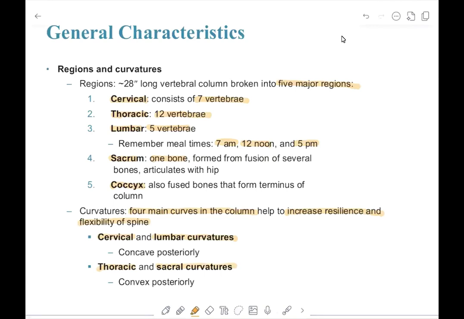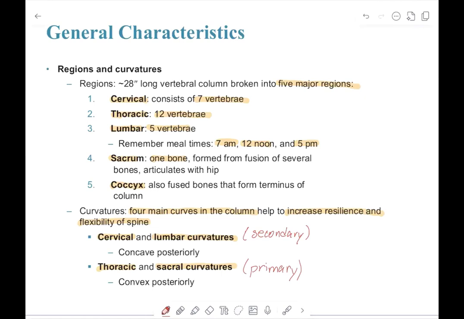A really easy way to remember this is to think about the development of the baby. One of the first things they do is they try to hold their head up, and then they try to stand. So that means that these are the secondary curvatures, and the ones that we are born with are the primary curvatures, which are the sacral as well as the thoracic curvatures.